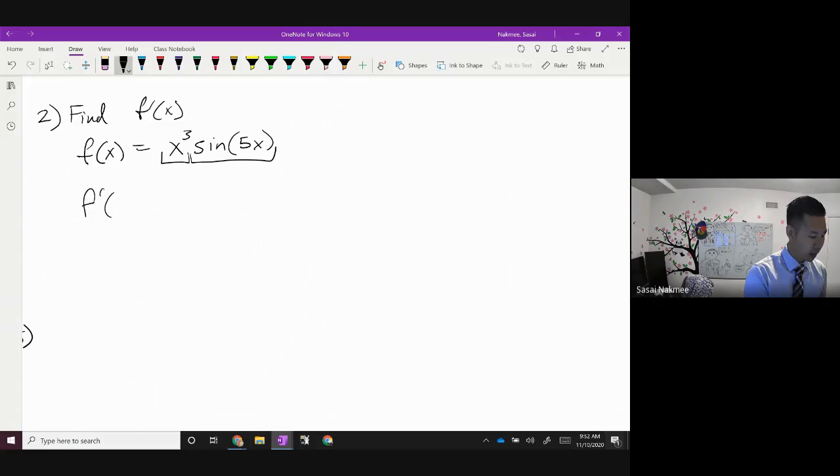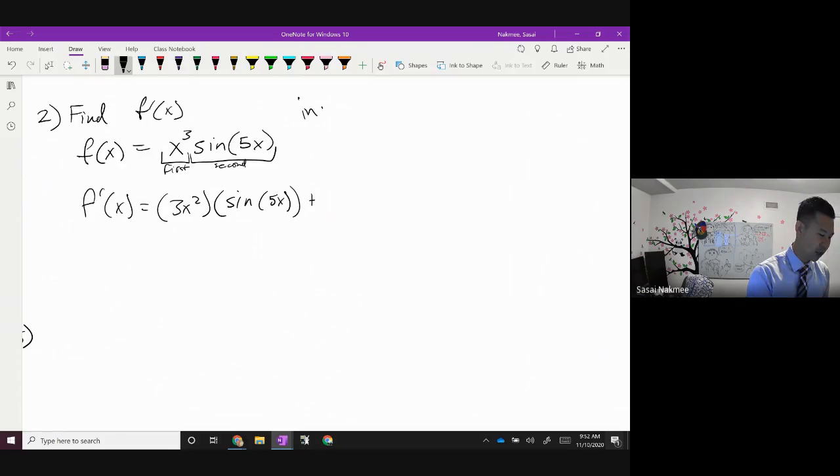And like I was saying, the product rule tells you to take the derivative of the first multiplied by the second. So derivative of the first is 3x squared times the second, which is sine of 5x plus the derivative of the second. Now, the derivative of the second requires the chain rule because you have an inside of 5x and you have an outside of sine. And again, I'm going to slow it down there a little bit.